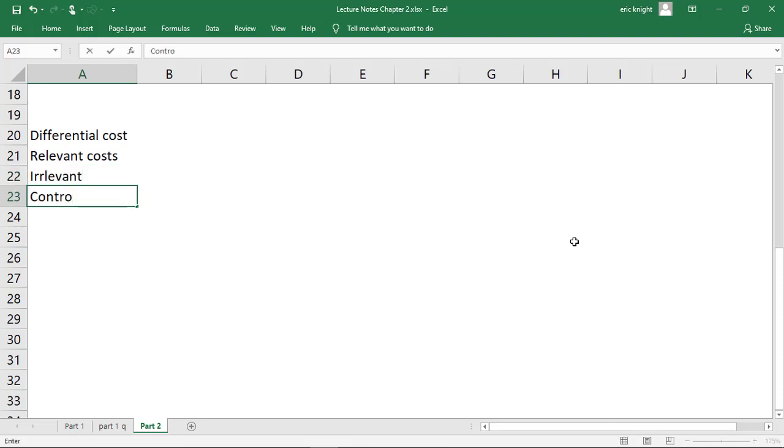And it's controllable if managers have influence over the cost. We only want to evaluate managers, see if they're doing a good job on things that they have control over. If they don't have control over it, and you say, well, you did a bad job, it doesn't really help anybody because they had no control of it. So they didn't really do a bad job, right? So that's what we mean by controllable costs, right?